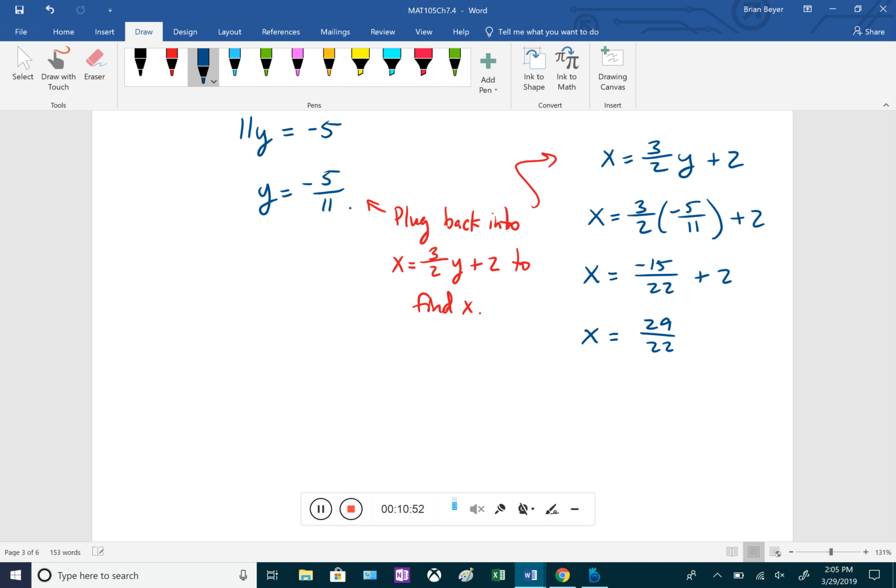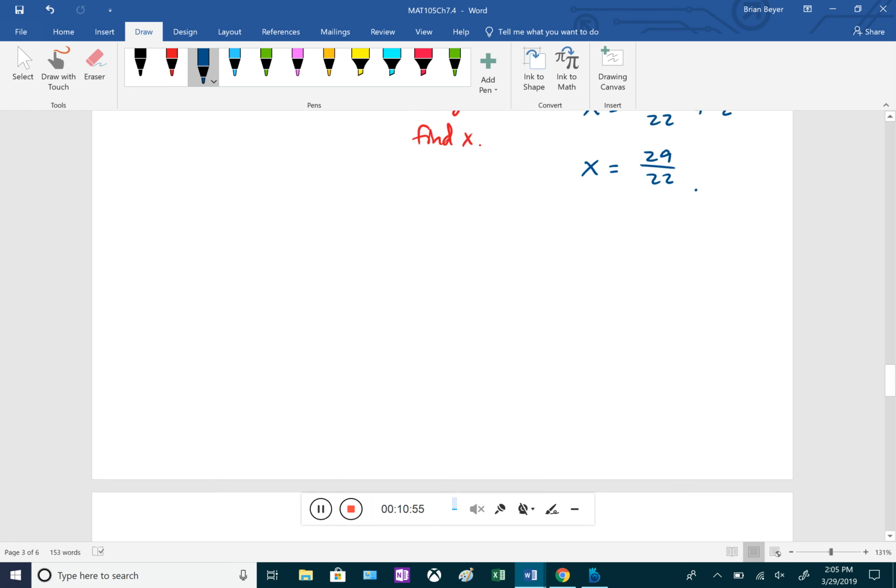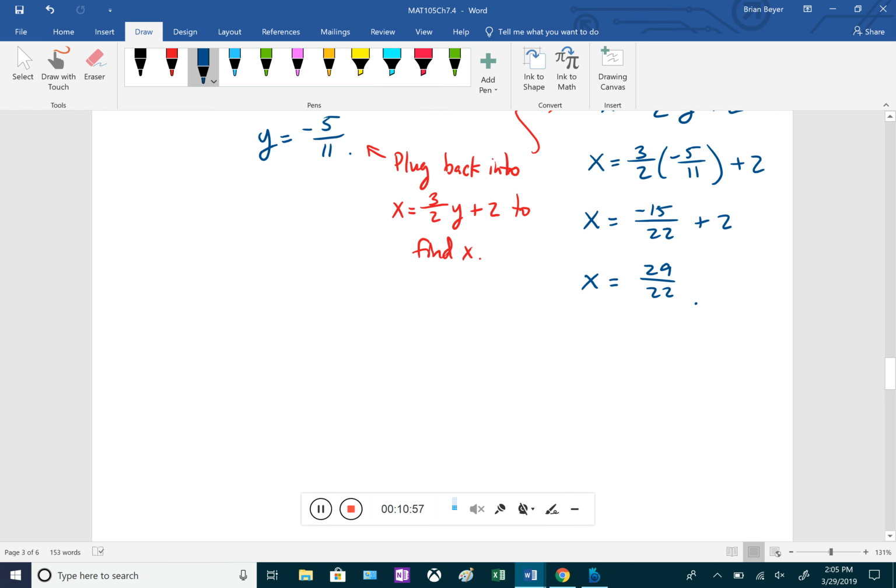So we get fraction answers here, which is okay. So that's going to be our solution with x and y. The solution is the coordinate 29 over 22, comma, negative 5 over 11.